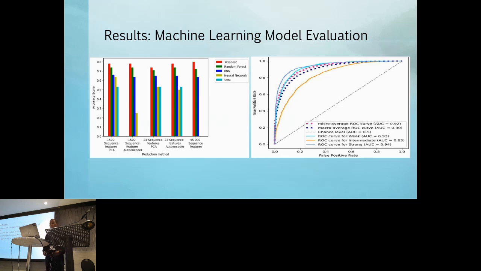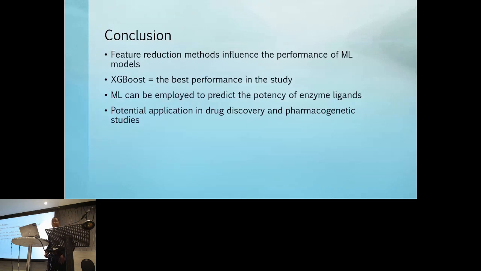In conclusion, we were able to show that the feature reduction methods influence the performance of the machine learning models. And from our results, the extreme gradient boost algorithm was the best performing method. Machine learning models can be employed to predict the potency of enzyme ligands with respect to the enzyme of interest. This has potential for application in drug discovery and pharmacogenetic studies.